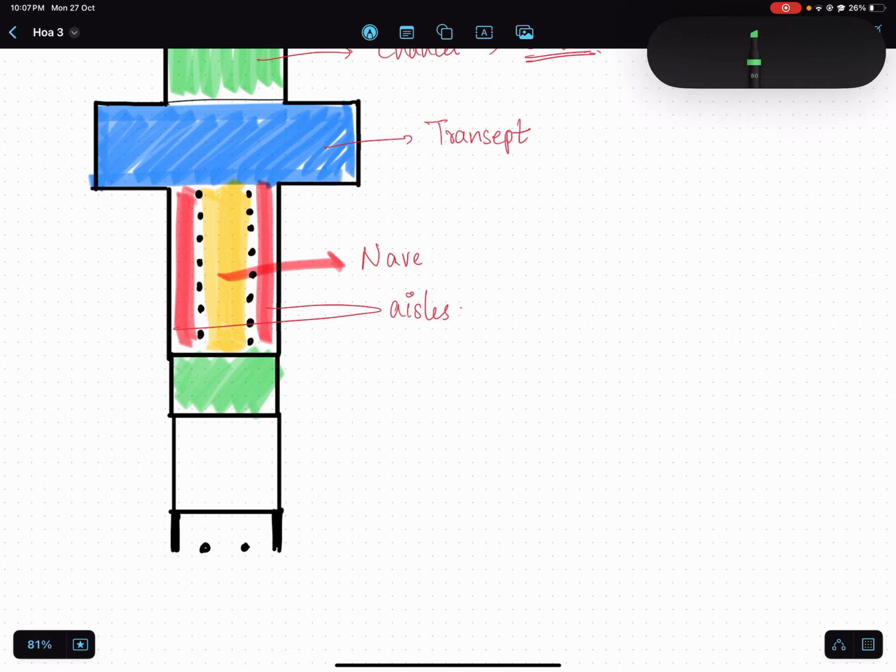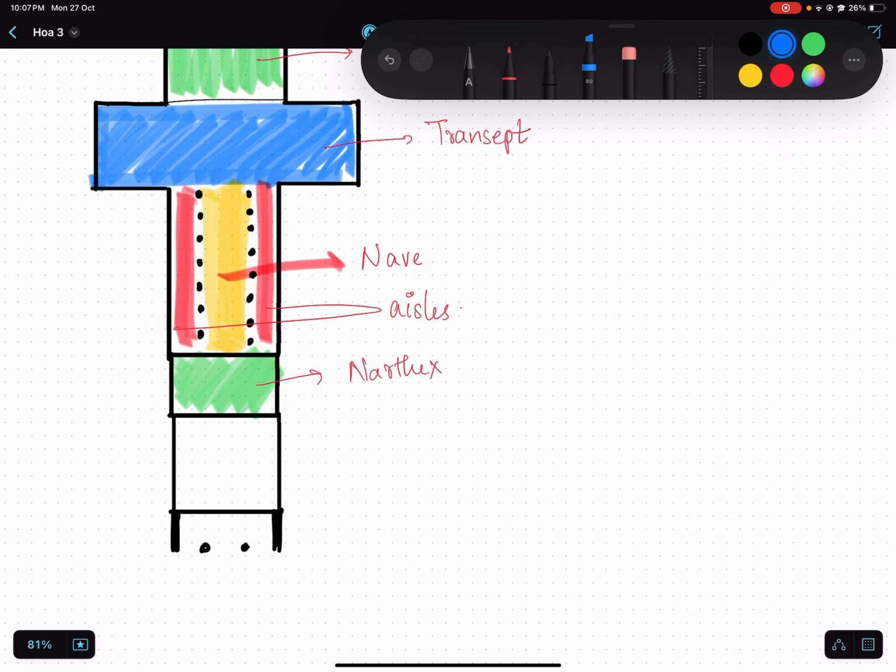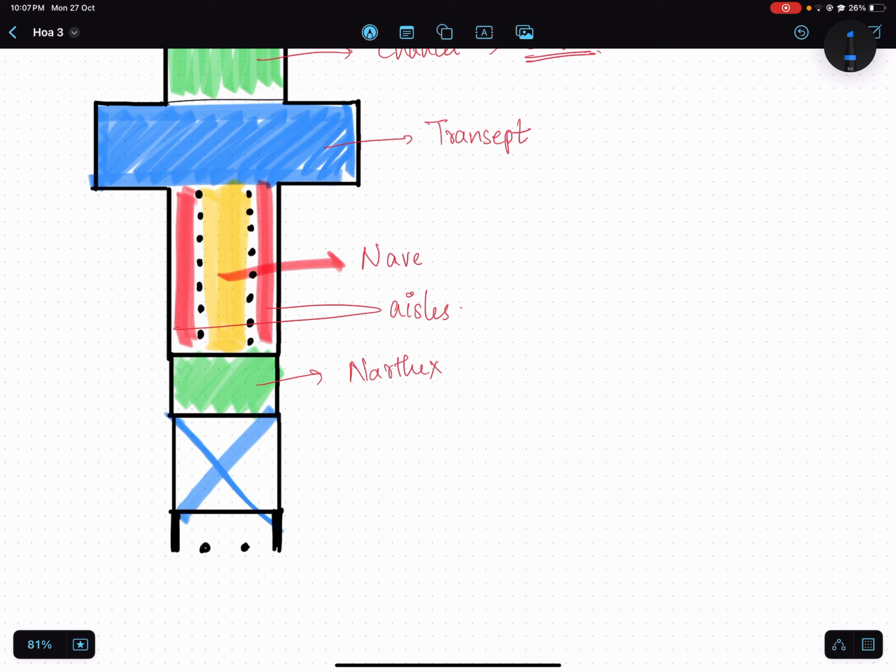This is our narthex, and this is almost like a transition space before you step into the church. Then we have our atrium, and then finally the porch or the entrance.